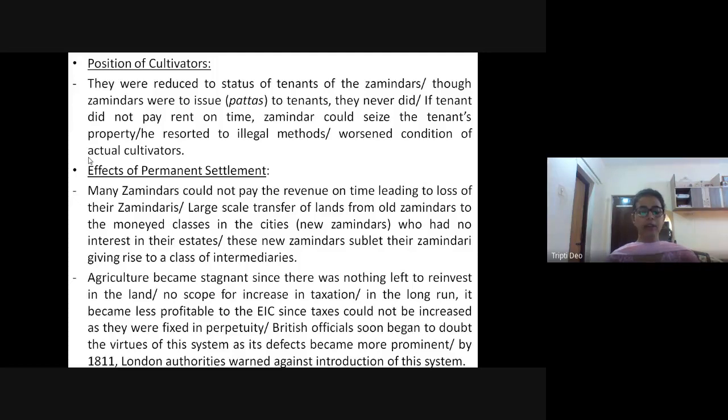So in the long run, it became less profitable to the EIC, English East India Company, since taxes could not be increased as they were fixed in perpetuity. Permanent settlement system mein tax jo hai wo permanent level pe ek permanent tax fix kar diya gaya tha. Uske beyond Britishers allowed nahi the karna, fixed in perpetuity tha wo. So basically, they were not gaining from this permanent settlement system.